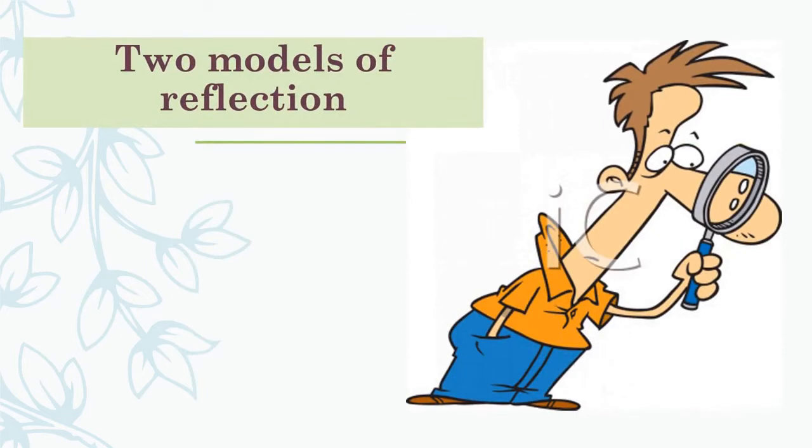In the following slides, we're going to have a look at two models of reflection. These models may be useful for you as they may provide a structure for you to start developing your own reflective thinking and therefore developing or structuring your reflective writing. The first model that we're going to look at is based on Kolb 1984, and the second one is based on Gibbs 1988.